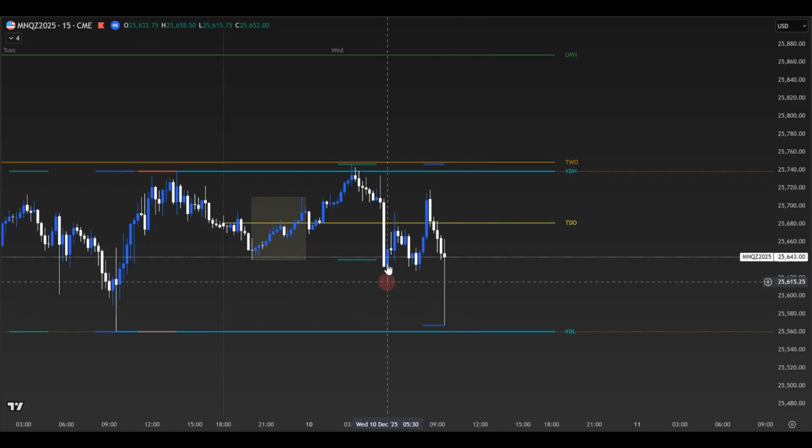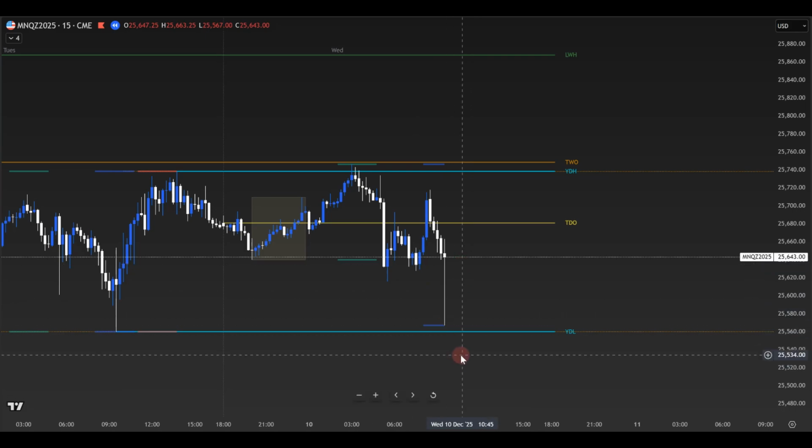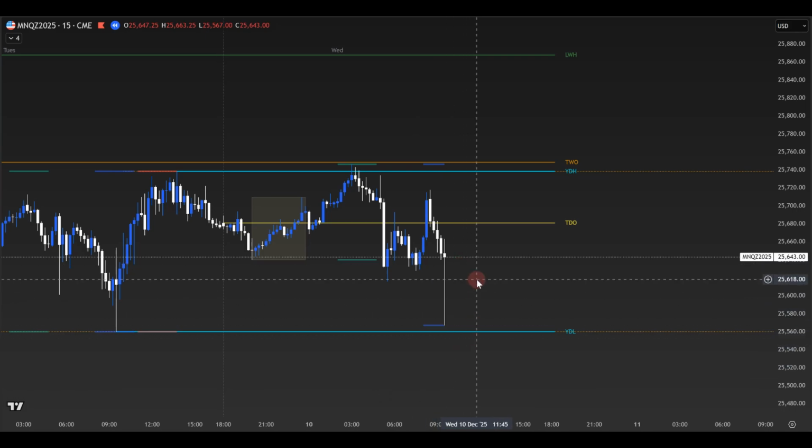I'm looking for my setup anytime after 9:30 where I see the manipulation occur, where I see the sweep occur. So this was yesterday's low, and I'm going to be looking for price to sweep out the low and then look for my third step. The second step is the sweep of liquidity. Third step is to look for a displacement.